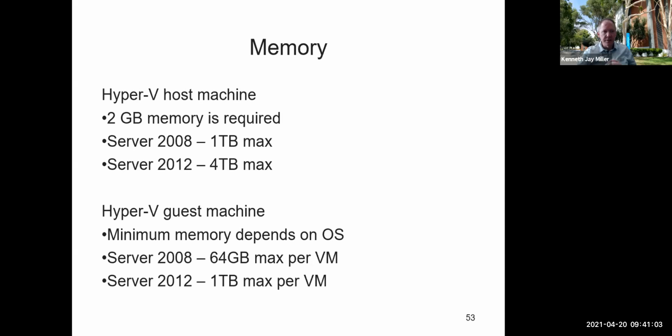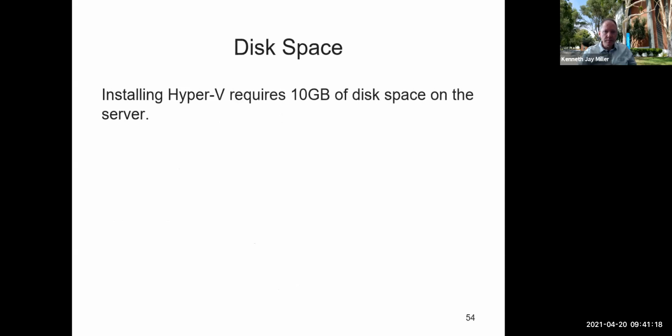Okay, so again, those are kind of theoretical values, not actual. They're not available as of today, but who knows? A year from now, 2 years from now, they may be common. All right. Now, installing Hyper-V requires that you have a minimum of 10 gigabytes of disk space on the server.